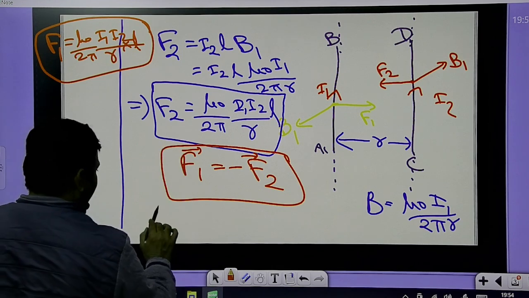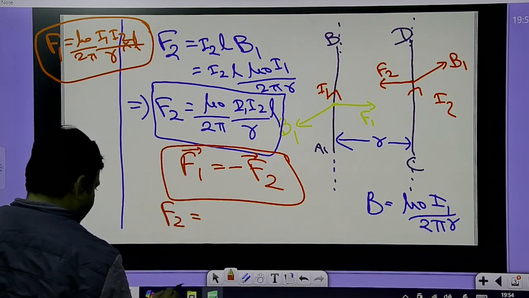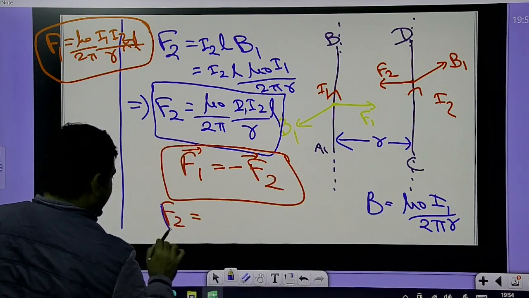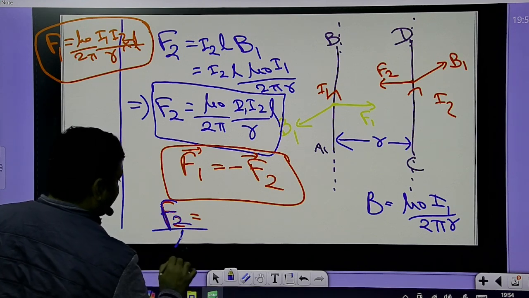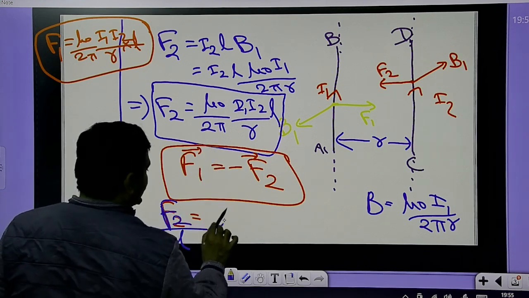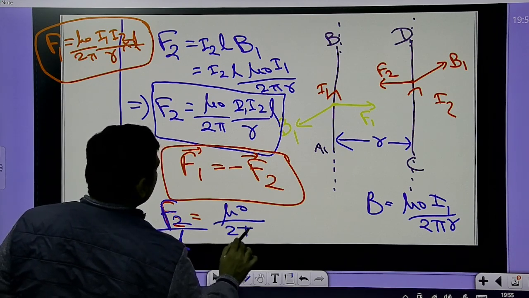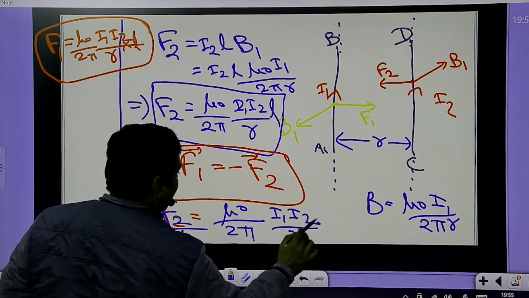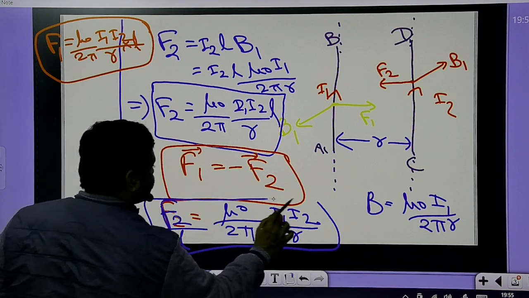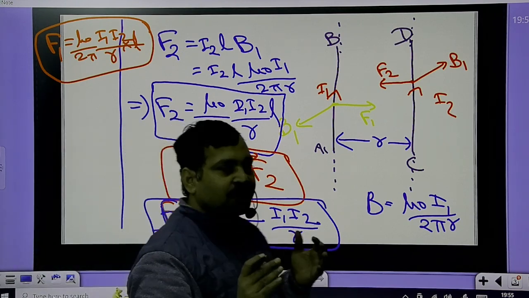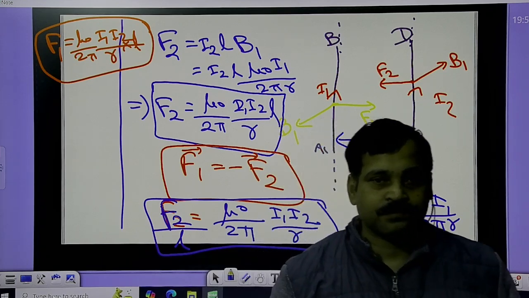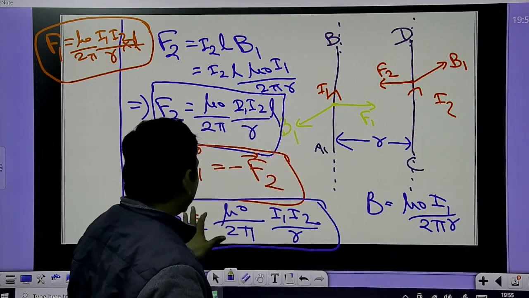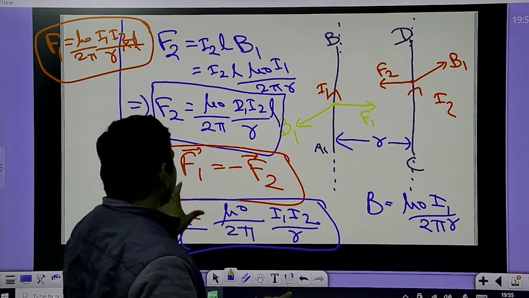You can see here F2 will be equal to, per unit length, F2 upon L will be equal to mu naught upon 2 pi I1 I2 upon r. So this is an important derivation in concern with your coming CBSE board exam 25. So I think these concepts you have to understand and you have to derive the derivation.